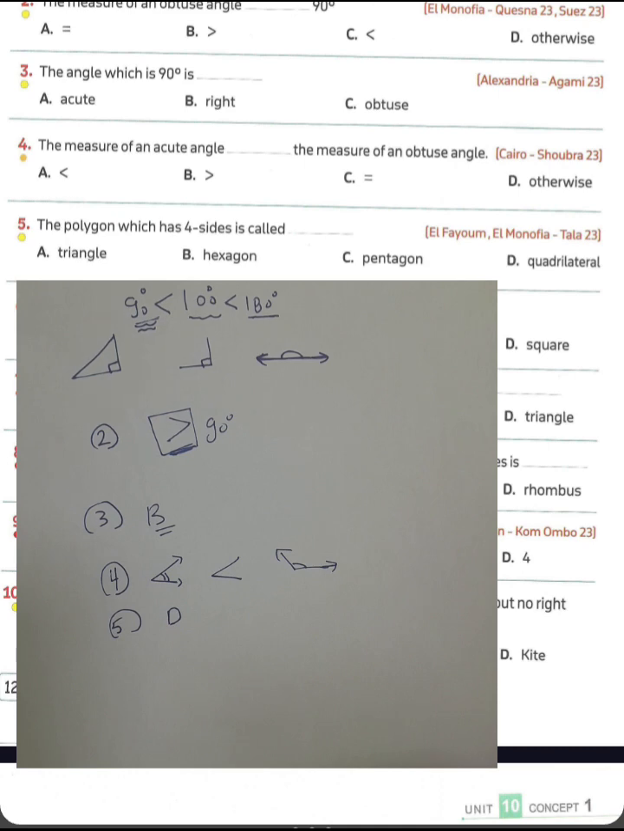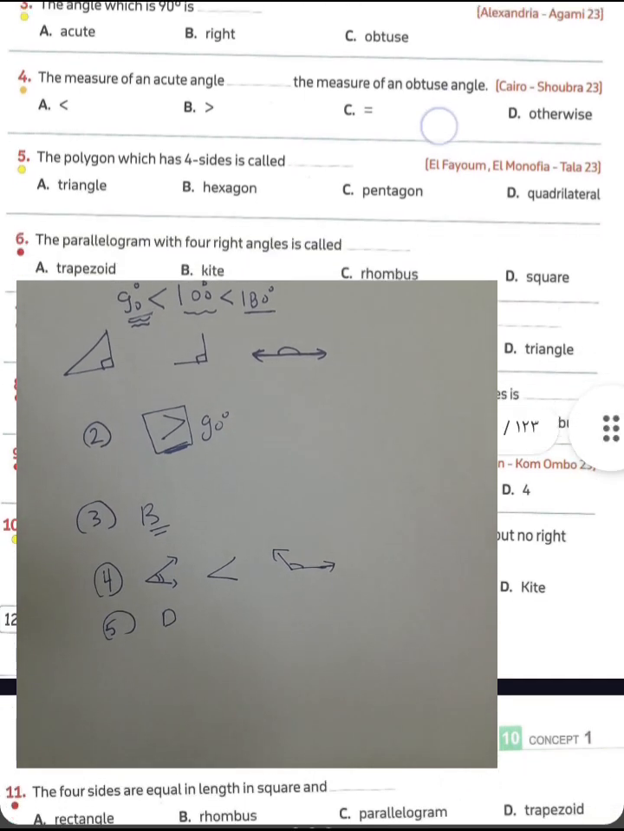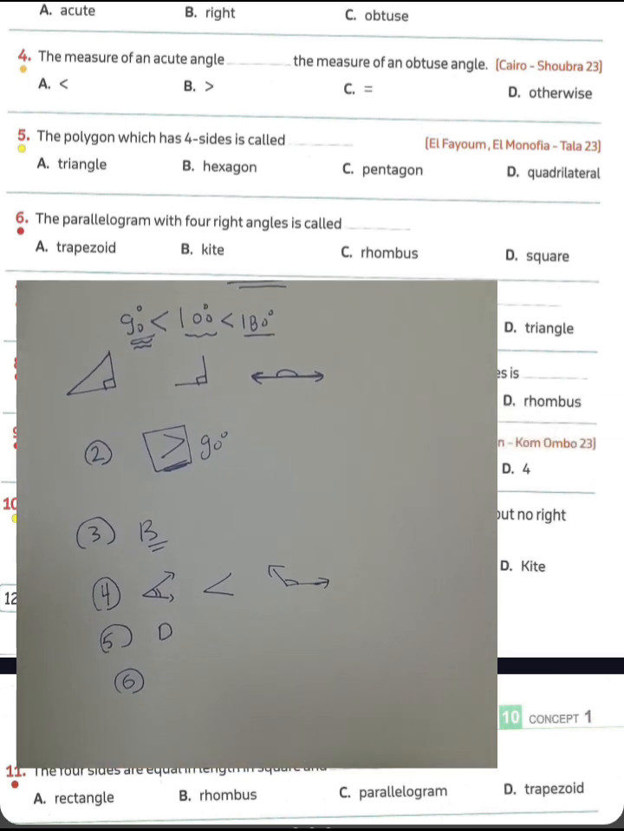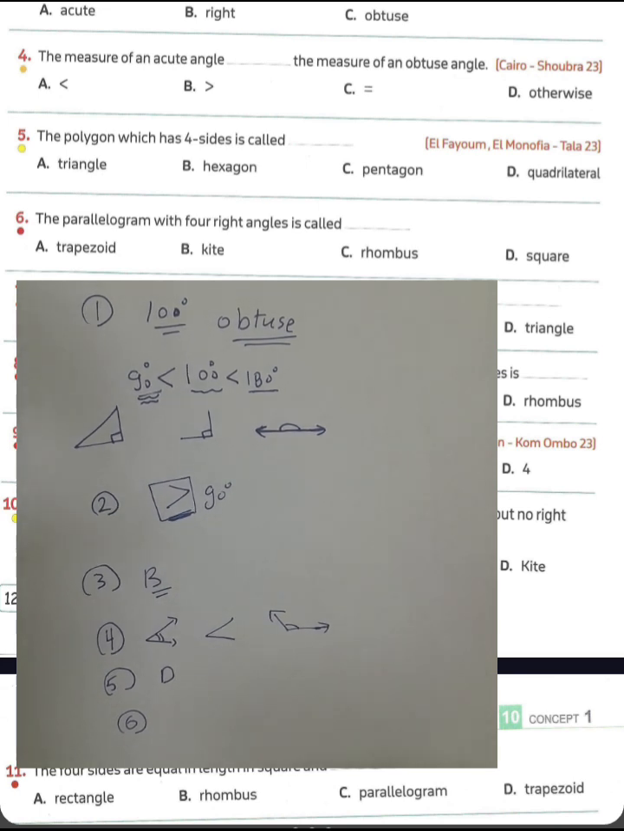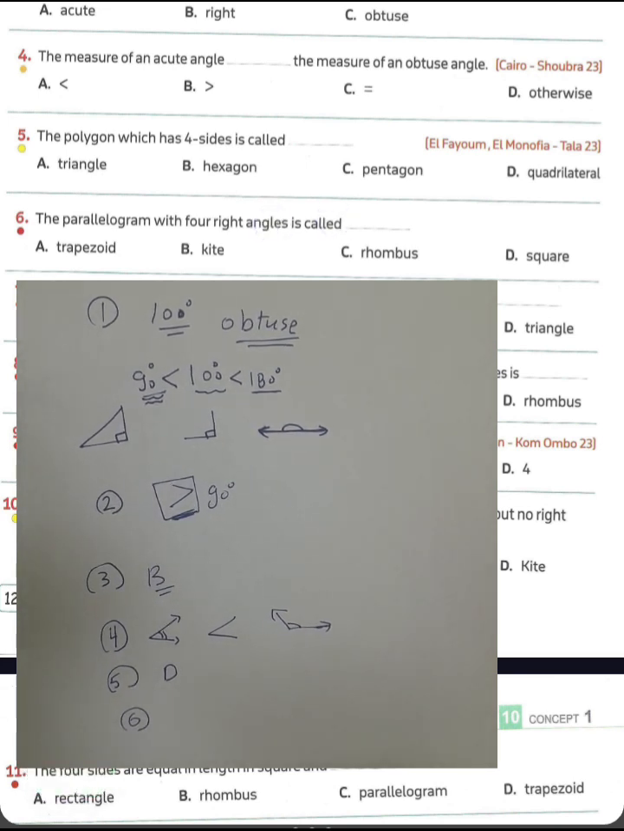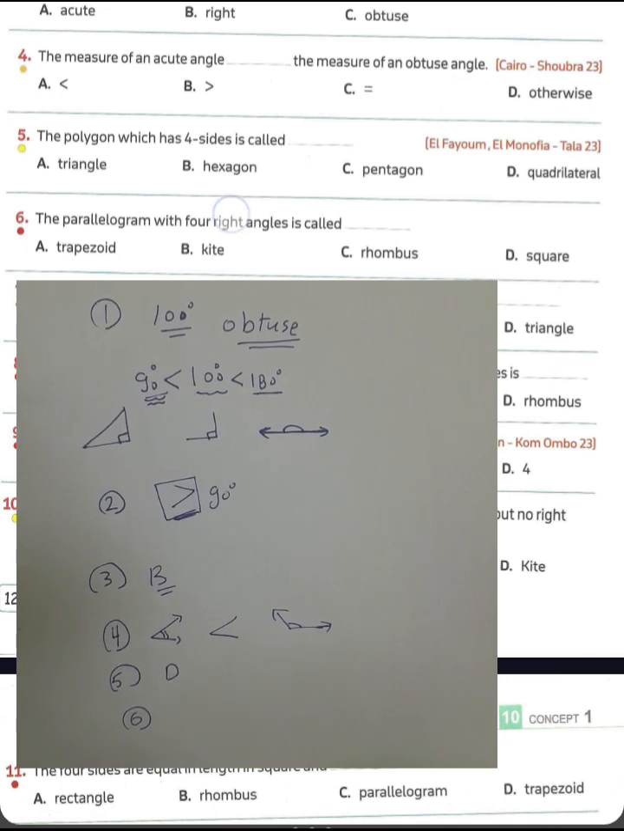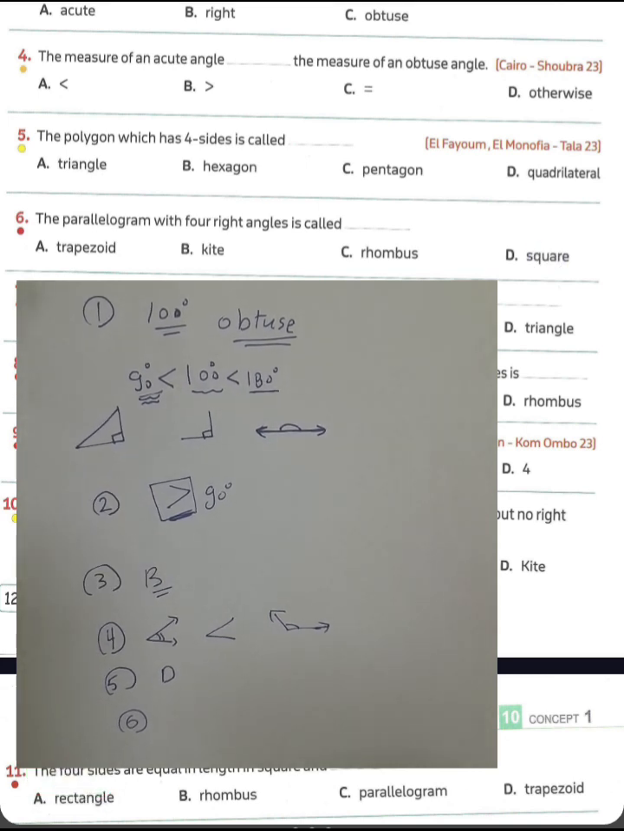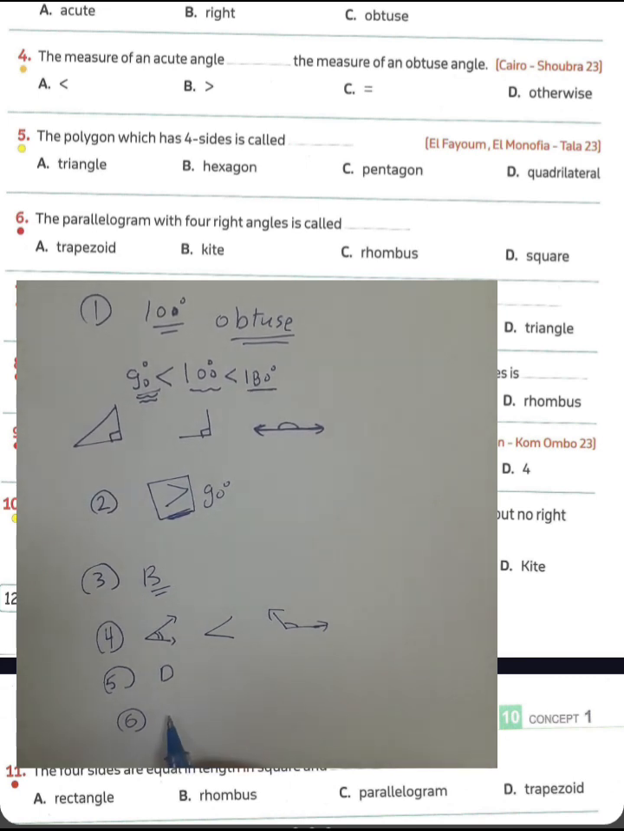Question number 6: the parallelogram with 4 right angles, we call it what? We have 4 right angles. In a parallelogram it will be what? We call it a square or rectangle. Then you must choose letter D. A parallelogram with 4 right angles, we call it a square. Choose letter D.